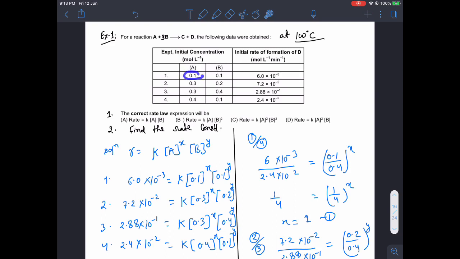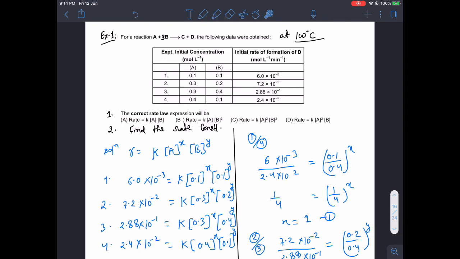Now just look at the values. Initial concentration of A is given 0.1, B is also given 0.1, and corresponding to that the initial rate is given to you. Similarly, the second time the same reaction is carried out and the concentration of A is taken to be this much and B is taken to be this much, and correspondingly the rate which is found to be 7.2 into 10 to the power. Likewise, 4 successive experiments were conducted and we obtained this whole table.